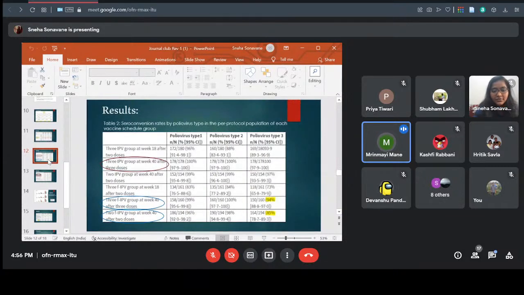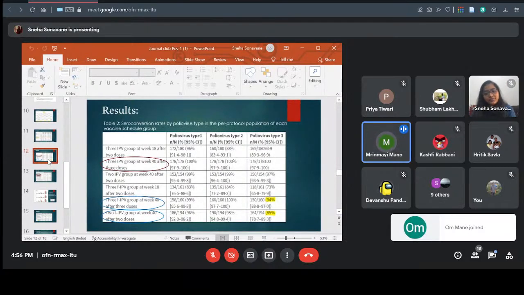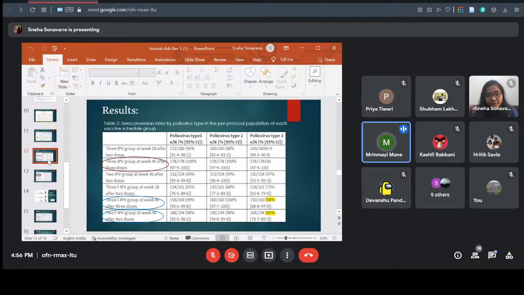So as you can see, in the 2 IPV group the seroconversion rates were almost similar to the 3 IPV group for all 3 poliovirus types, which means with administration of 2 IPV doses, we can achieve near universal immunity against all 3 poliovirus types. And because we are using fewer doses, the cost will be minimal.